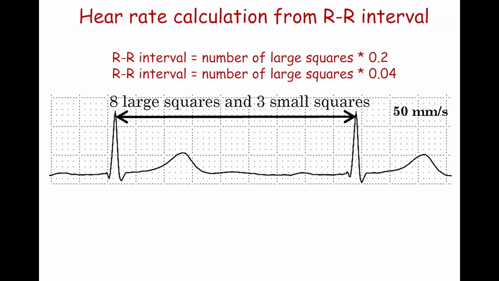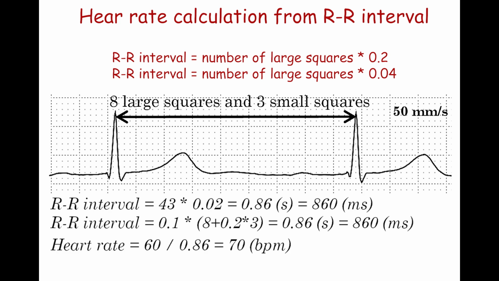If the paper speed is 50 mm per second, the number of large squares should be multiplied by 0.1 and the number of small squares should be multiplied by 0.02. For example, there are 8 large squares and 3 small squares between two consecutive R waves. The RR interval is calculated by multiplying 43 by 0.02. So the RR interval is 860 milliseconds. To find the heart rate, divide 60 by 0.86. The heart rate is 70 beats per minute.